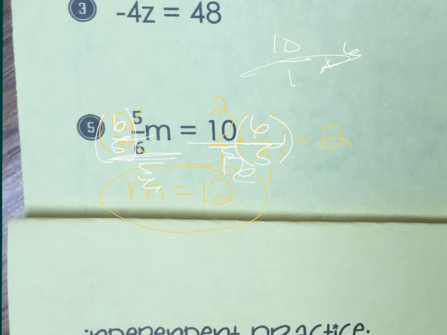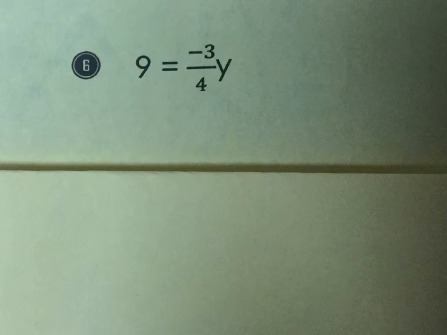Let's do number 6. First of all, remember how I told you I always kind of liked to work from the left? When I was in high school, I always switched around the equation to have my variable on the left side of the equal sign. Well, I'm going to go ahead and do that. So negative 3/4 y equals 9.